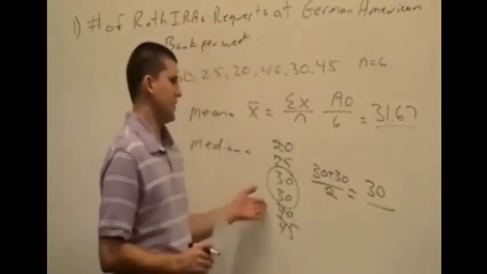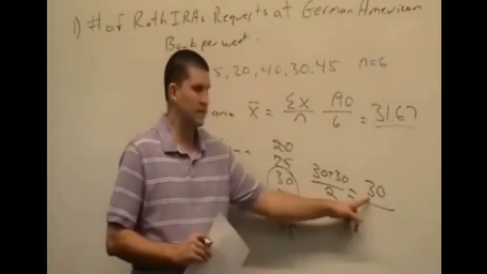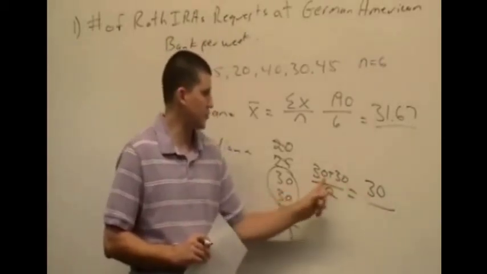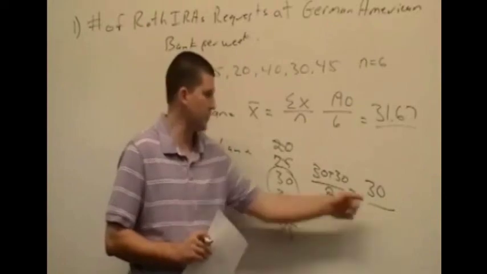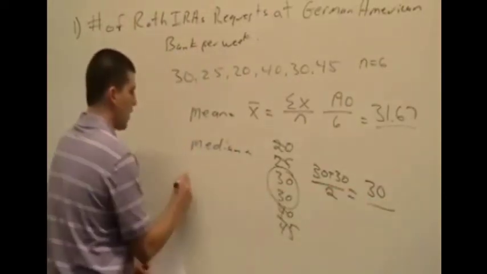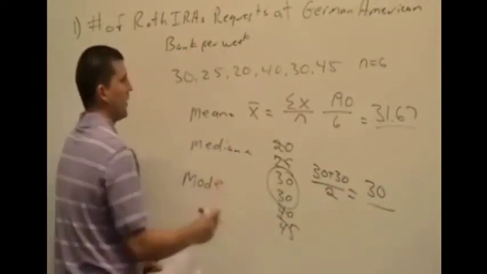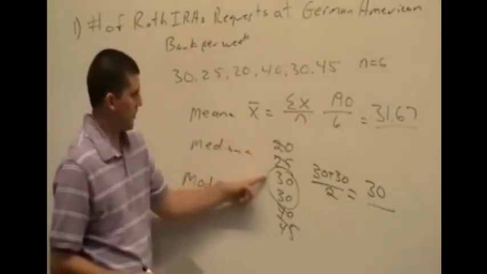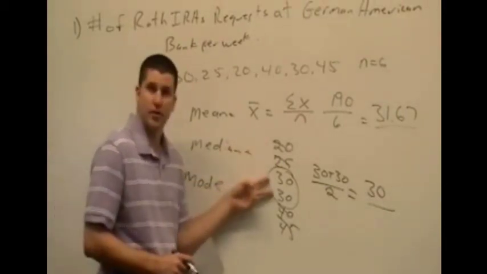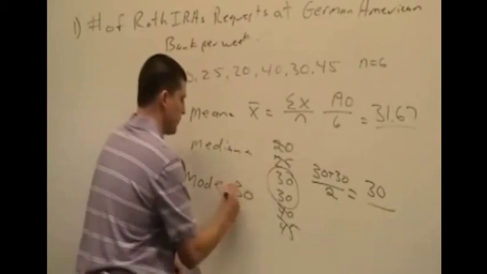The median, you'll see in the next problem possibly, doesn't necessarily have to be in the data set. It just works out this way. The two numbers are 30, so the number in the middle is 30. And the most often number is the mode. You can see in this data set, 30 occurs twice. It's the only number to do so. So 30 is the mode.